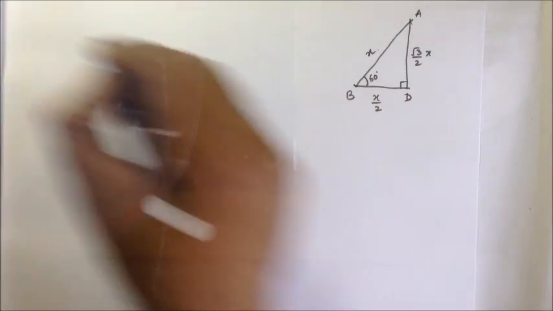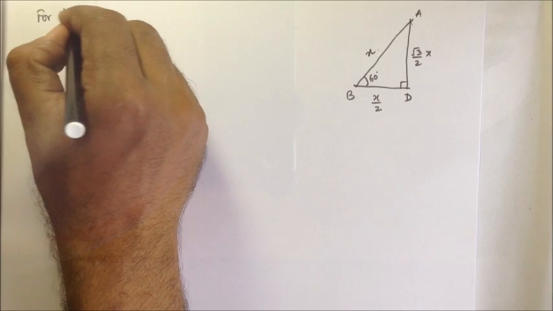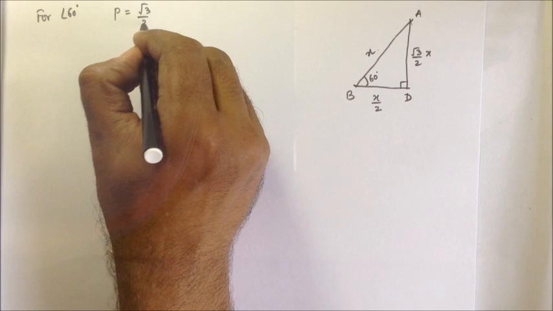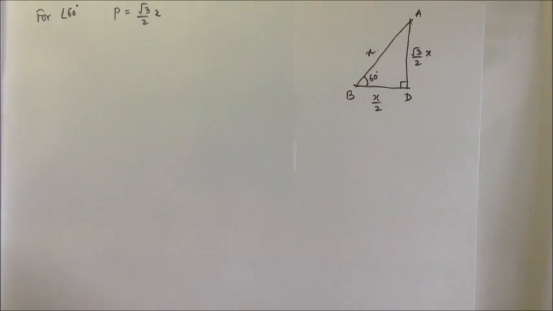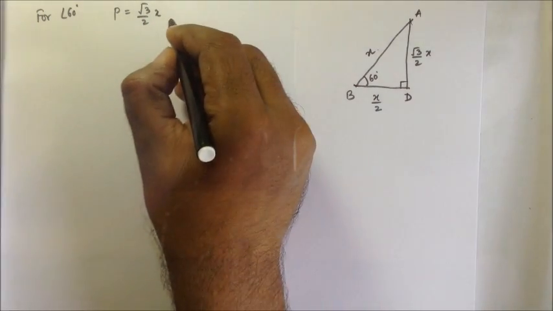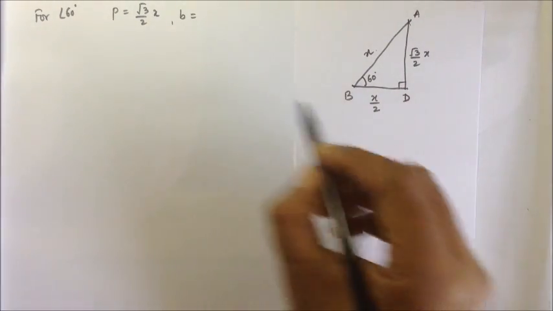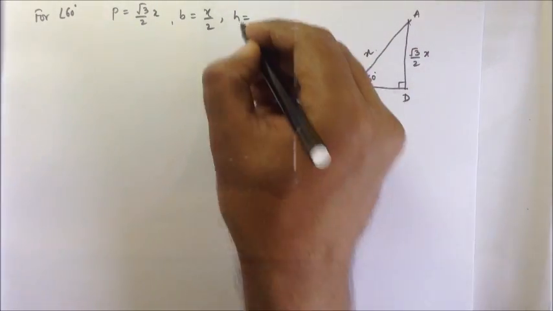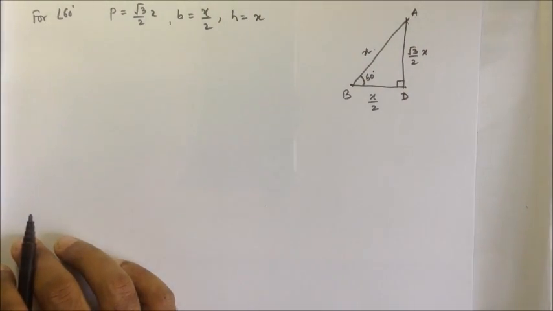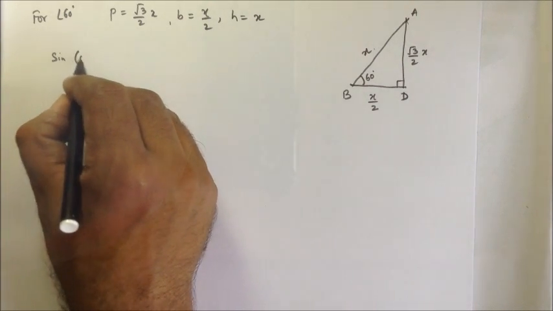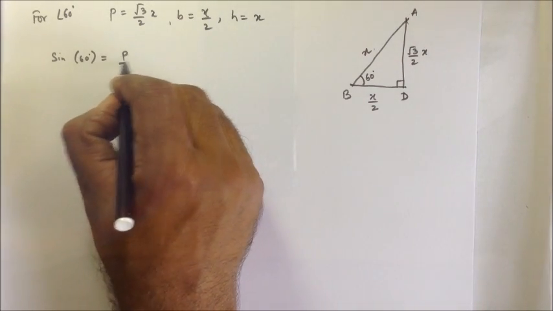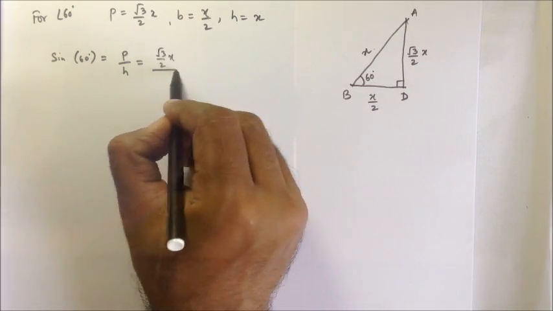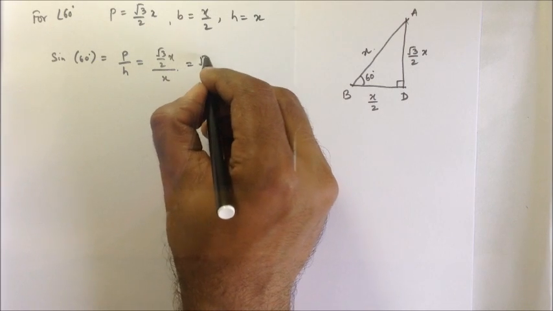Now for angle 60, I can see the perpendicular is of the length root 3 by 2x. The base is of length x by 2, and the hypotenuse is of length x. Therefore, sine of 60 degree, which is perpendicular upon hypotenuse, would be equal to perpendicular is root 3 by 2x upon hypotenuse is x, and the answer would be root 3 by 2.